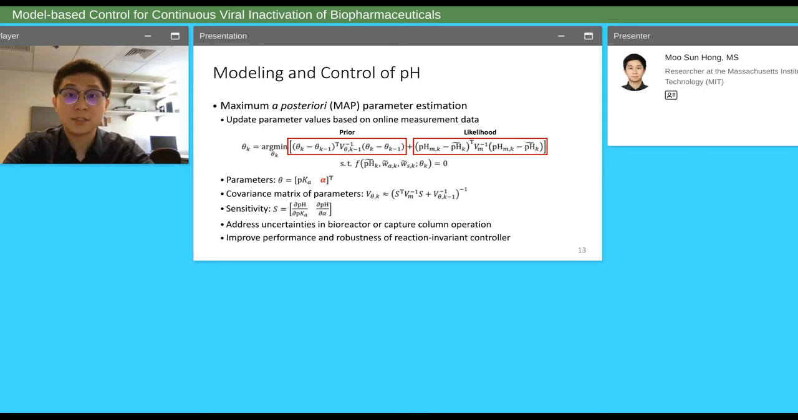This MAP estimation addresses uncertainties due to natural or unexpected variation, such as changing product and buffer concentration during the operation. So this improves the performance and robustness of the reaction-invariant pH controller.